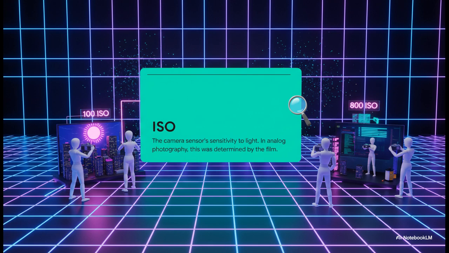Back in the day, you'd actually buy different film rolls for this: a low ISO film for bright sunny days and a high ISO film for shooting indoors.